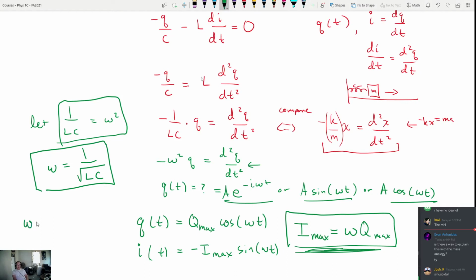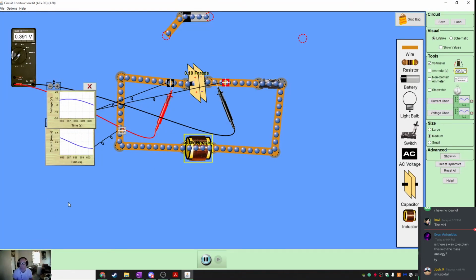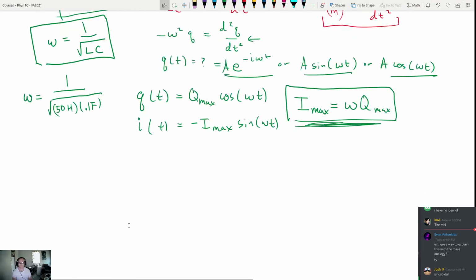So what's omega? Omega would be 1 over the square root of 50 henries times 0.1 farads. Is it 0.1? 0.1 farads and 50 henries, yeah, okay. So can you all tell me what you get if you calculate that? What's omega equal to? So this is going to give us that omega is equal to about 0.5. About 0.447 is what you're going to get.